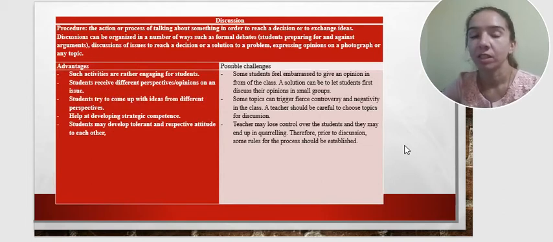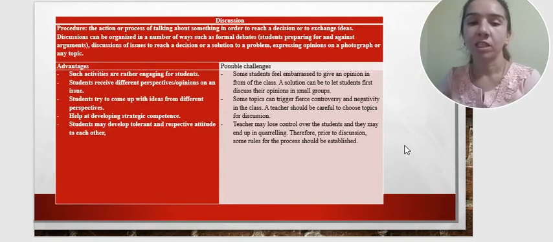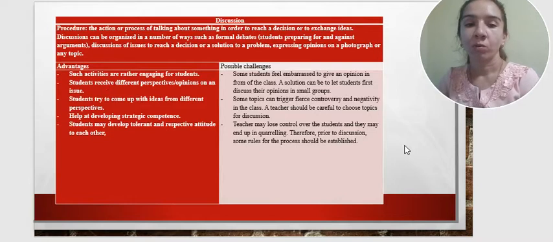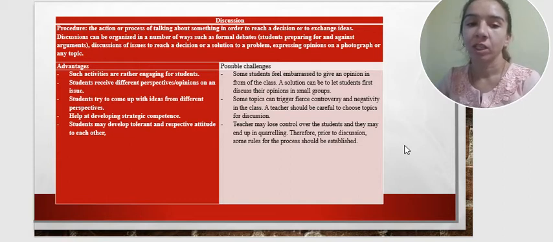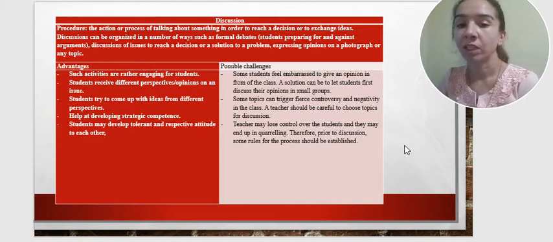Discussion activities. For these activities, the action or process of talking about something in order to reach a decision or to exchange ideas happens. Discussion can be organized in a number of ways, such as formal debates, discussion of issues to reach a decision or solution of a problem, or expressing opinions on a photograph or any topic.